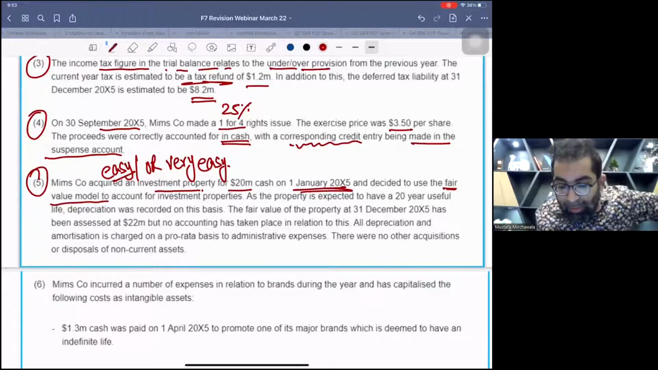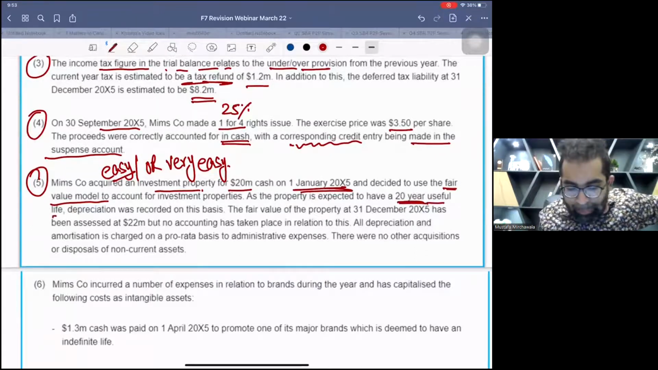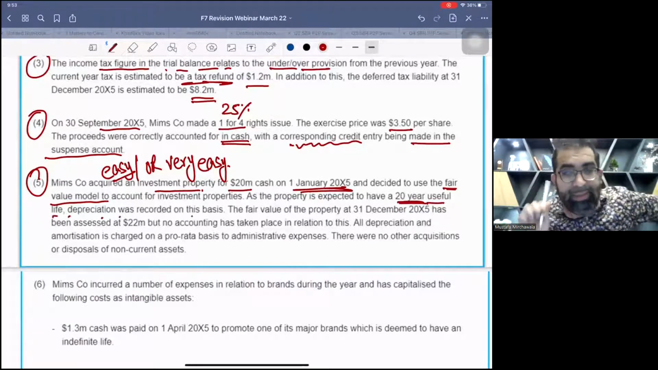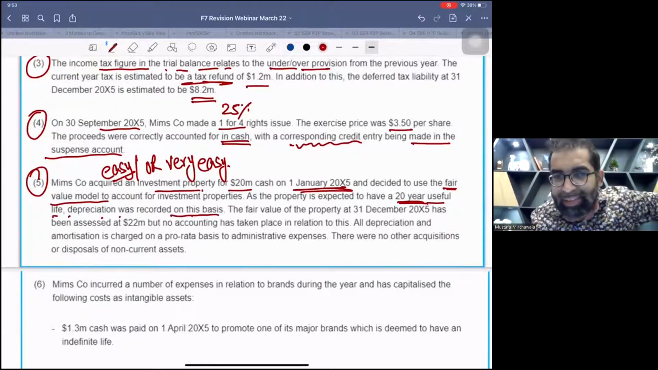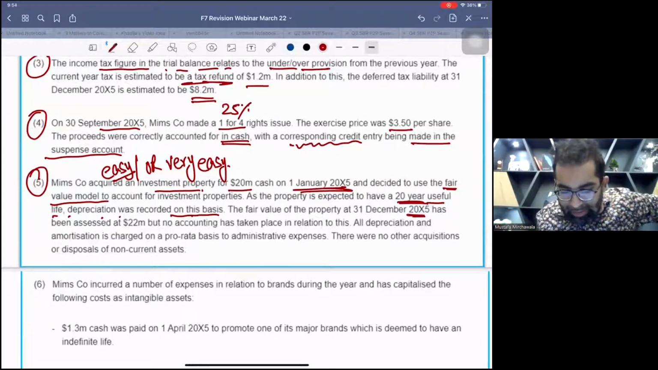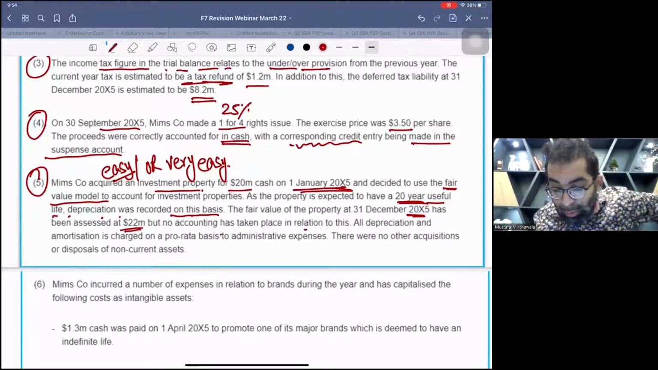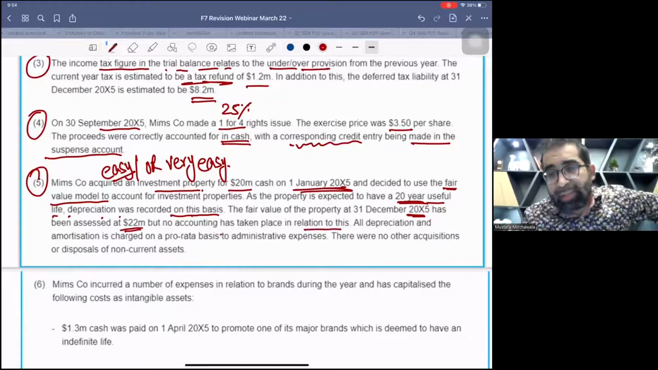Now, stupidity starts. As the property is expected to have a 20-year useful life, depreciation was recorded on this basis. See this. This is ACCA. The fair value of the property at 31st December X5 has been assessed at 22 million. Yes, this is relevant. But no accounting has been taken in place in relation to this. So you need to bring it to fair value. Yes, this is your job.